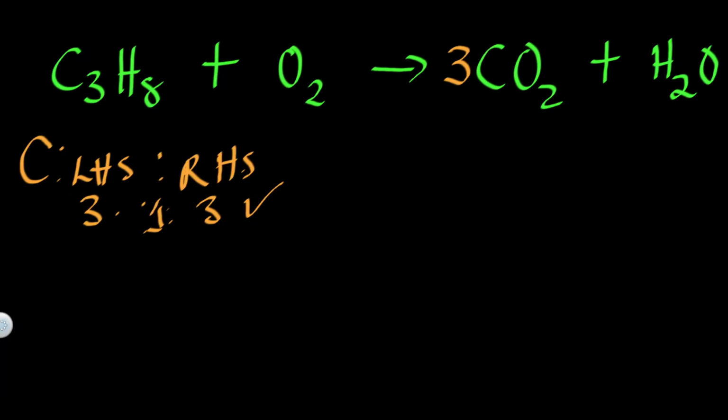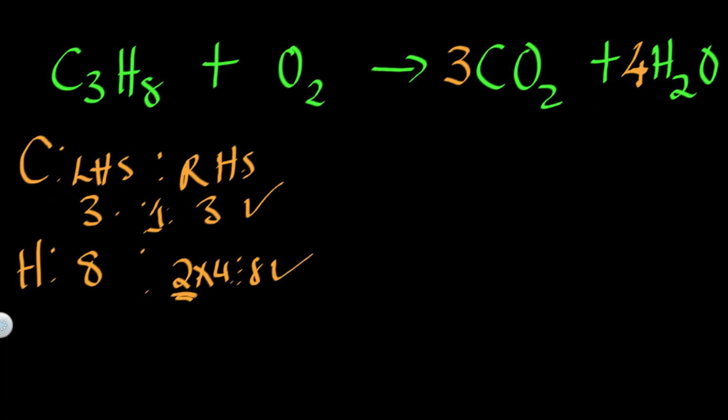Then we go to hydrogen. On the left hand side, we have 8 H, and on the right hand side we have 2. We have to multiply this by 4 so that we have 8. I multiply here by 4, changing the coefficient. If we do that, our hydrogen is balanced. Then we are going to balance oxygen lastly, because it is an element. Oxygen here is an element. That is why we are balancing it lastly.